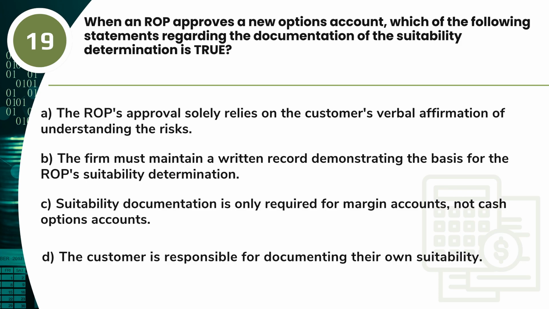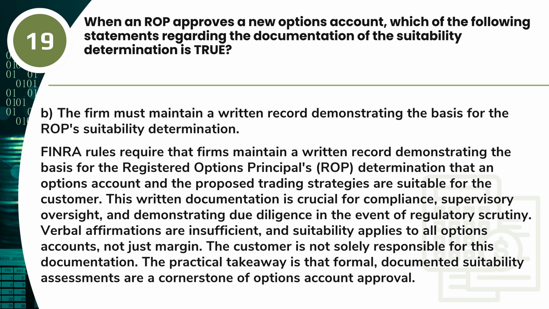Question 19. When an ROP approves a new options account, which of the following statements regarding the documentation of the suitability determination is true? A. The ROP's approval solely relies on the customer's verbal affirmation of understanding the risks. B. The firm must maintain a written record demonstrating the basis for the ROP's suitability determination. C. Suitability documentation is only required for margin accounts, not cash options accounts. D. The customer is responsible for documenting their own suitability. Answer B. The firm must maintain a written record demonstrating the basis for the ROP's suitability determination.